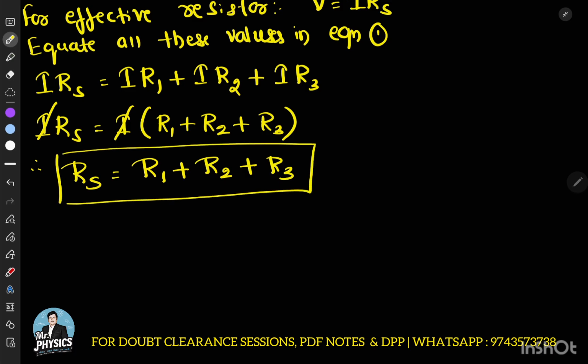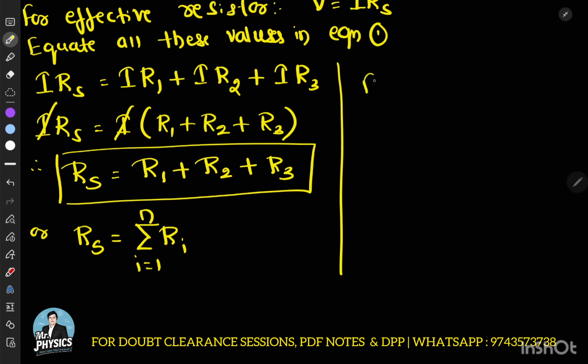So this is the relation between equivalent resistance and individual resistances connected in series combination. The same equation I can write in summation form as Rs is equal to the summation of Ri, where i lies between 1 to n.